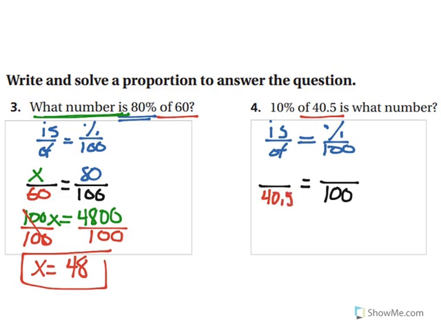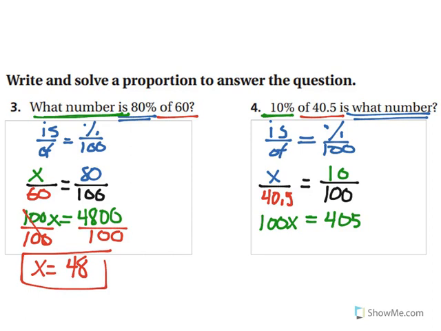And then the is, what number? I don't know. So that's my X. And then the percent is 10%, so put a 10 over in the percent sign. I'm going to go ahead and cross multiply. 100 times X is 100X. 40.5 times 10 is 405.